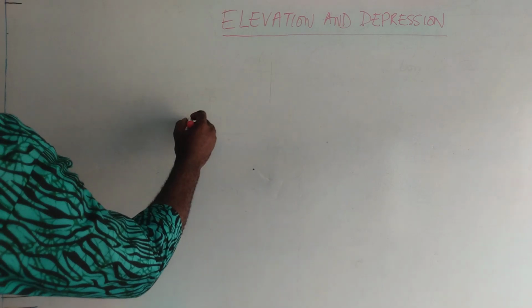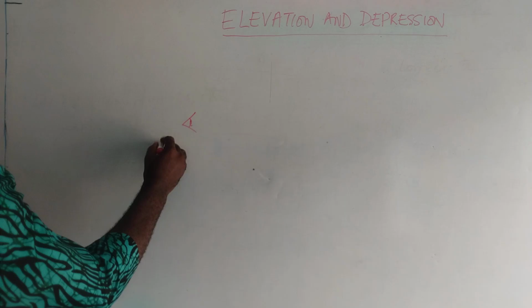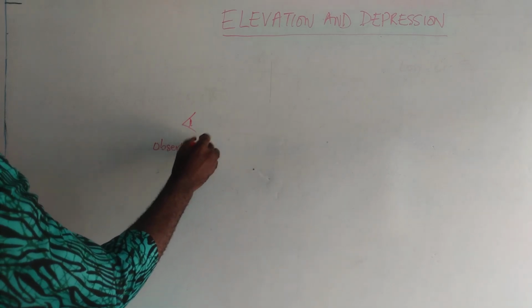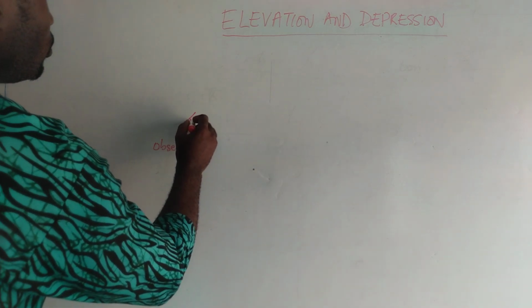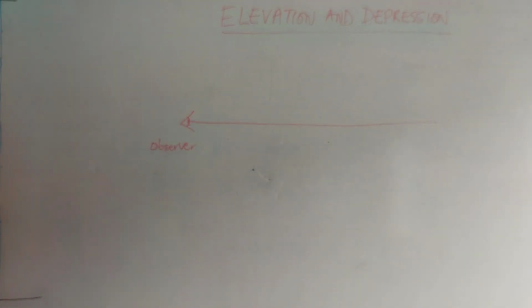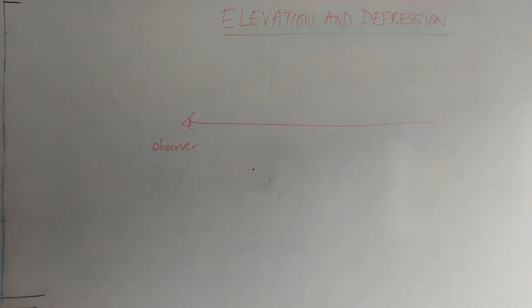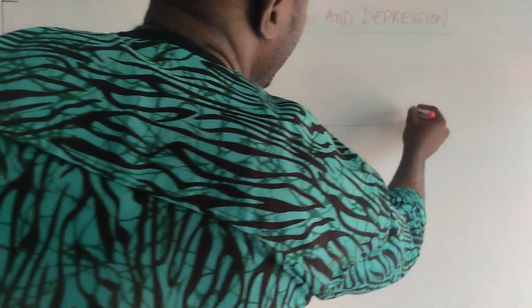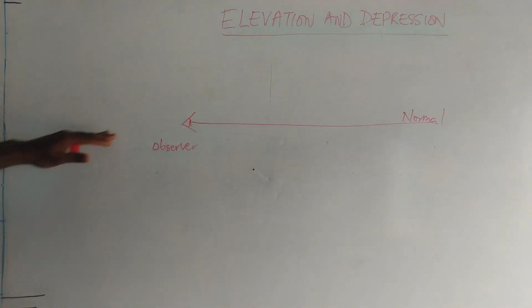What I have on the board is like a human eye. That's what I call the observer. Then this observer is assumed to always look straight. The observer looks straight, and this straight horizontal line is called normal. So that is the normal eye level of this observer.